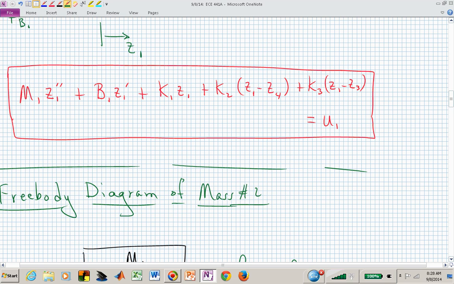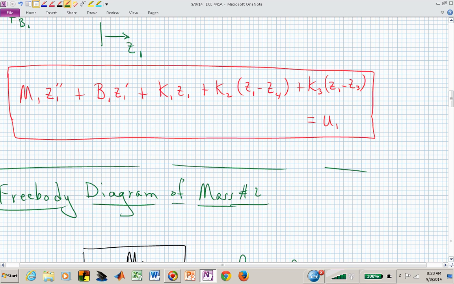If we do that, we will have z1 double prime is equal to minus b1 over m1 z1 prime, minus k1 over m1 times z1, minus k2 over m1 z1. Do you see where all of those are coming from? And eventually we will have plus 1 over m1 times u1.